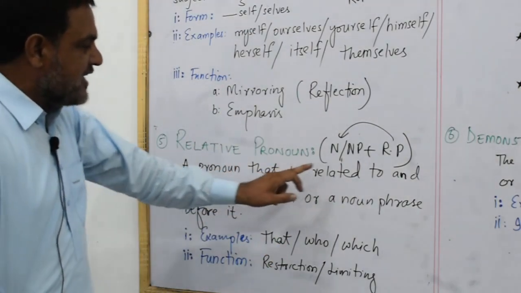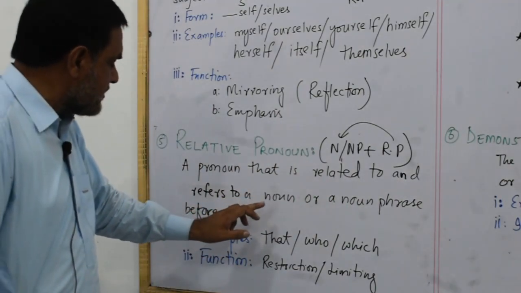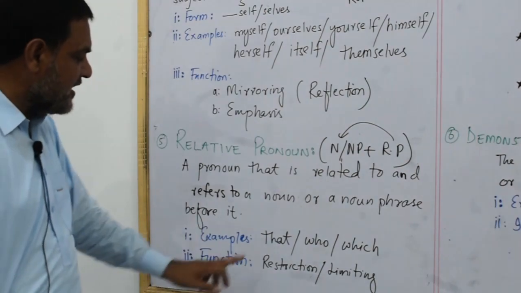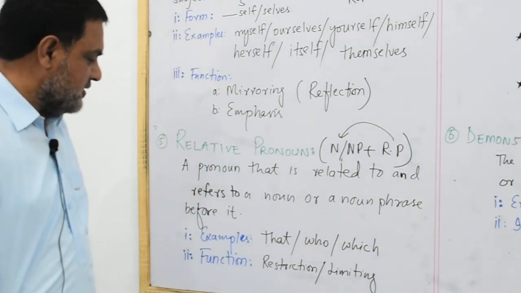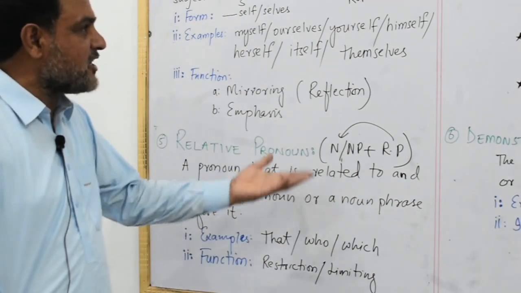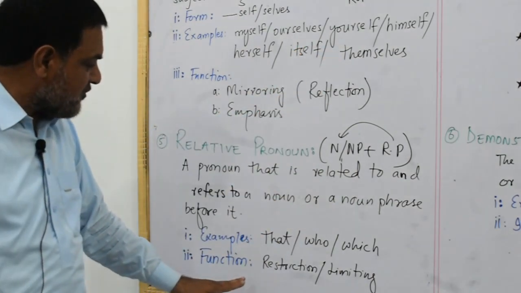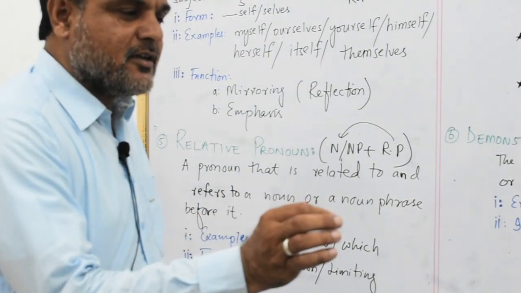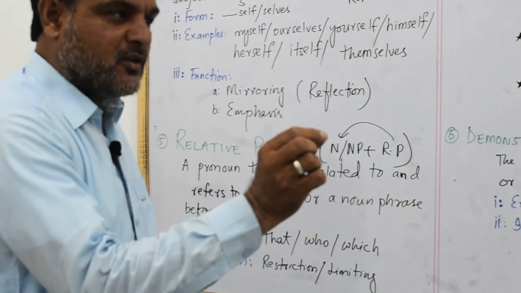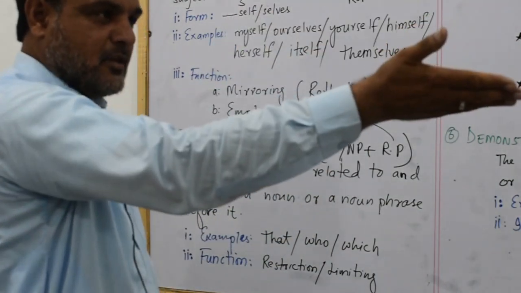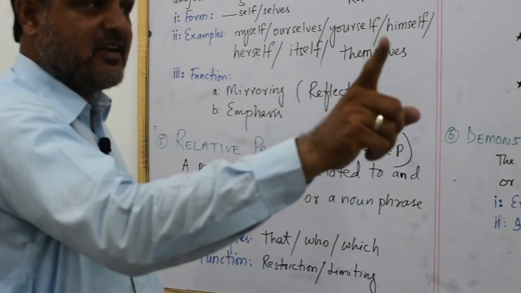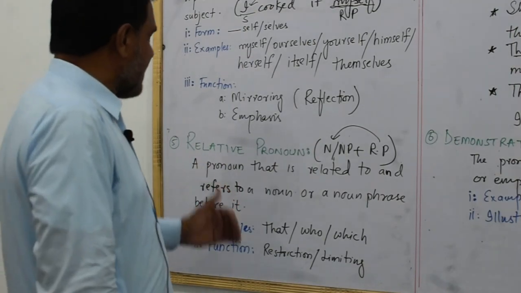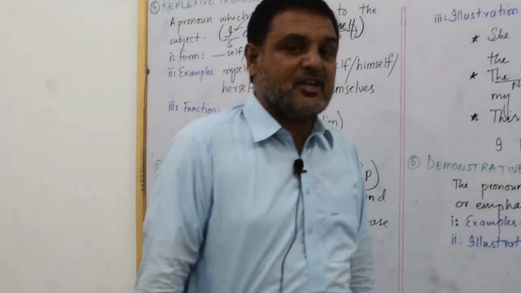A pronoun that is related to and refers to a noun or pronoun just before it. Examples are that, who, which. There are examples over there, and their function is restriction and limiting. What is the function? I mean, they restrict the use of the noun. They tell us that this noun phrase, not anyone else, is meant, restricting it. That's called the function of what we call a relative pronoun. These examples will clarify the point.